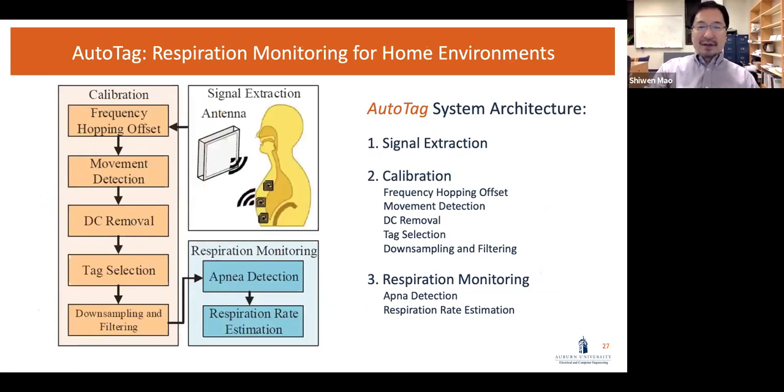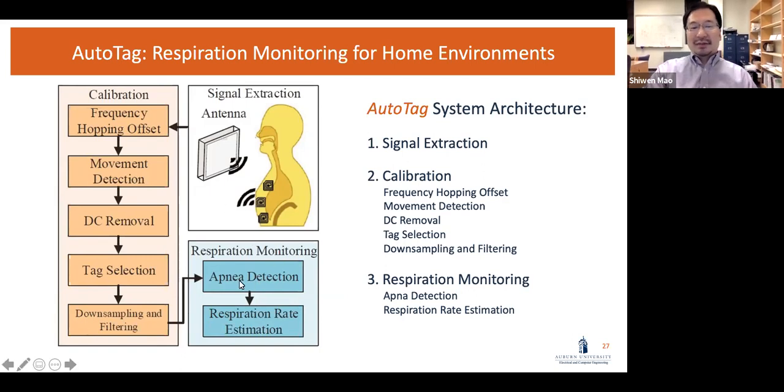So we developed this system called AutoTag. We put tags on the chest of the patient, then use the antenna to read from the tags to detect the phase angle. Then we calculate the phase difference and calibrate the data. I think we have discussed all these components before. Eventually we got the clean respiration signal by analyzing the RFID phase data.